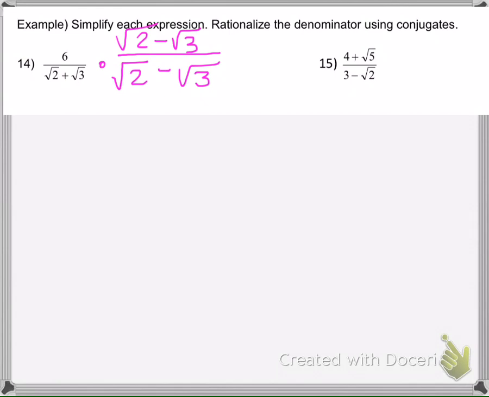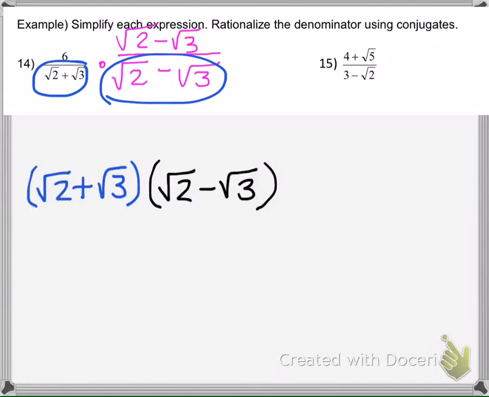Alright, so we're going to go ahead and multiply here. Now when we multiply, we're going to have to FOIL here. But because these are conjugates, remember, this could be done really quickly. All we need to do is the square root of 2 times the square root of 2, which is the square root of 4, which is 2.